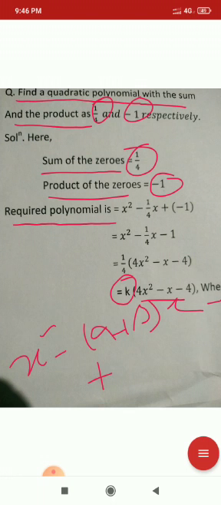This example is taken from exercise 2.2, question number 2 (i). Then the remaining maths you have to solve by yourself.